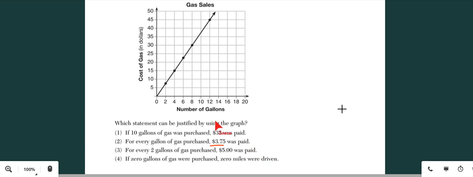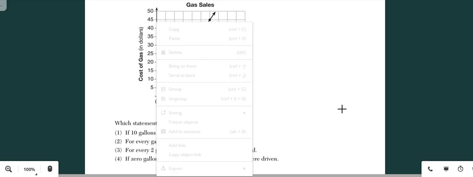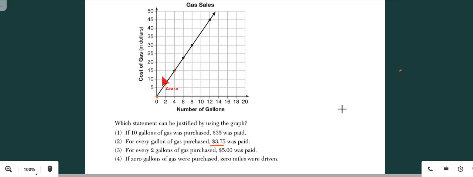So for this, we have to calculate the slope. How can we calculate its slope? Look at this. This is the point (4, 15). Then I take the origin point, which is (0, 0). So the slope would be 15 minus 0 over 4 minus 0, that is equal to 15 by 4, which is $3.75. So yes, this is correct.